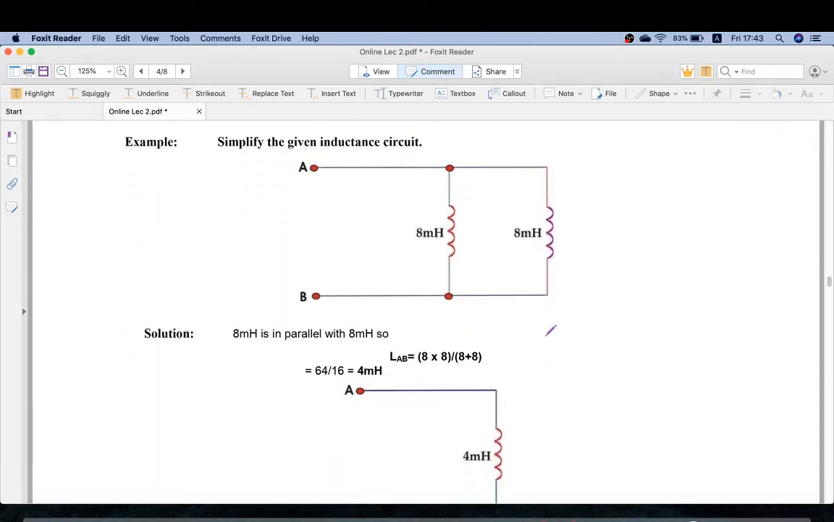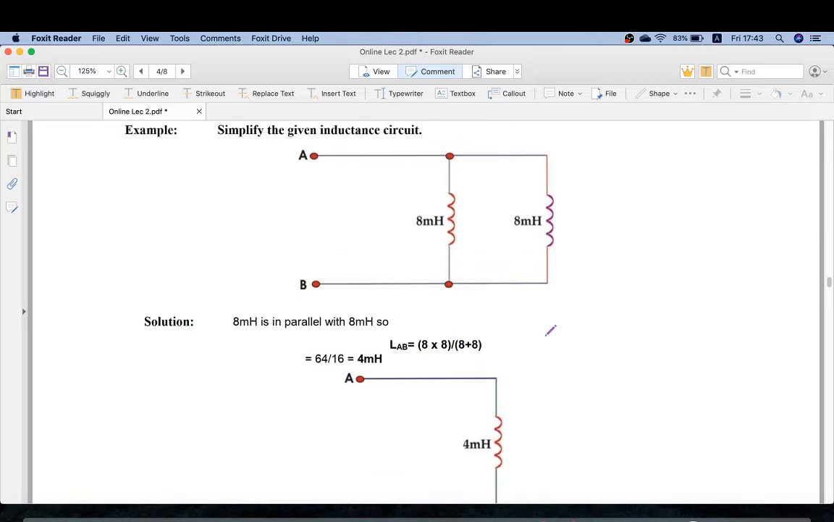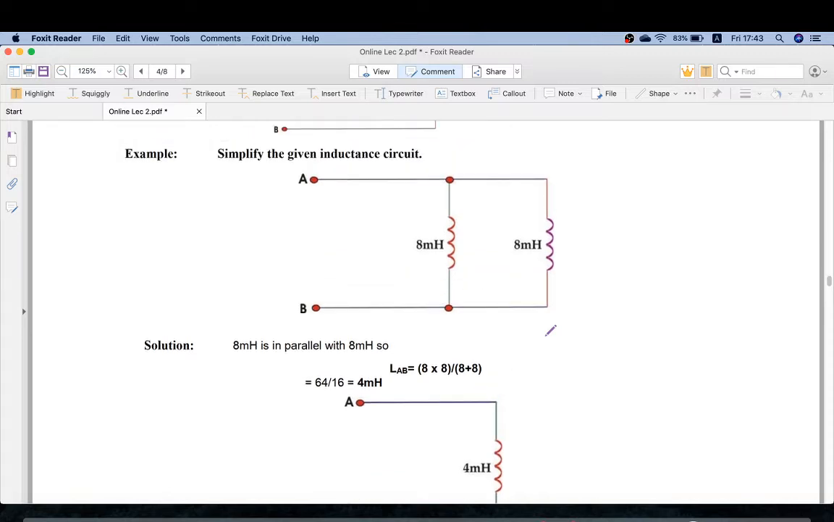Simplify the given inductance, it's in parallel. Now what will we do if two inductors are in parallel? No need to get worried, because it is also the same as resistance. Whenever two resistors are in parallel, we multiply both resistors divided by the sum of both resistors. So here we will also do 8 into 8, because we have two inductors, 8 value and 8 value. So 8 into 8 divided by 8 plus 8. This is the same formula as resistance. So our final answer is 4.